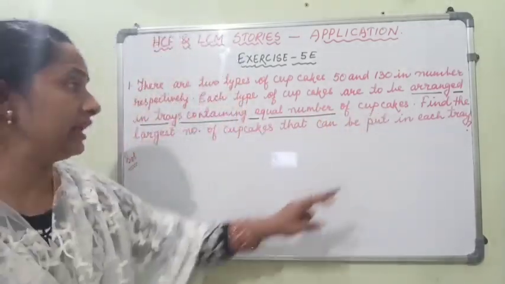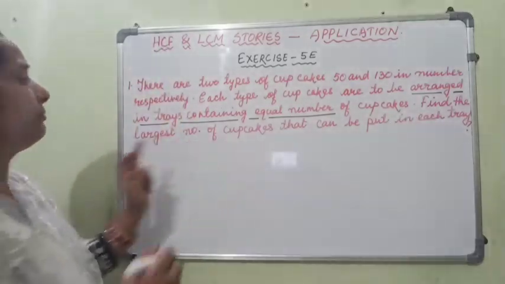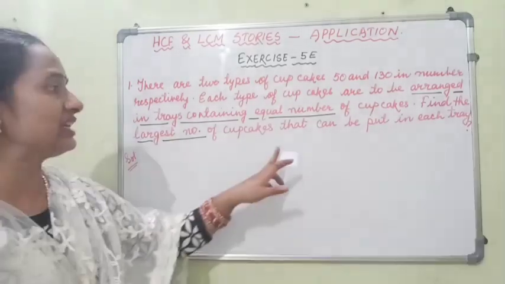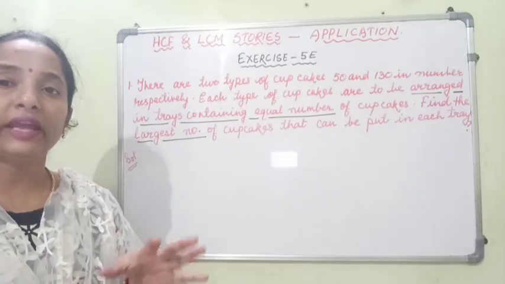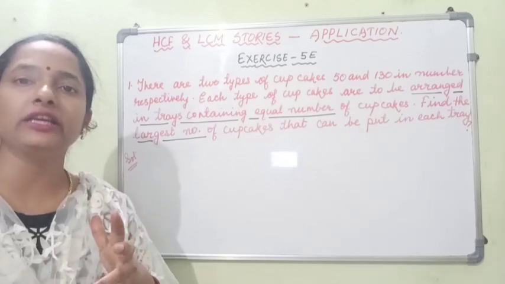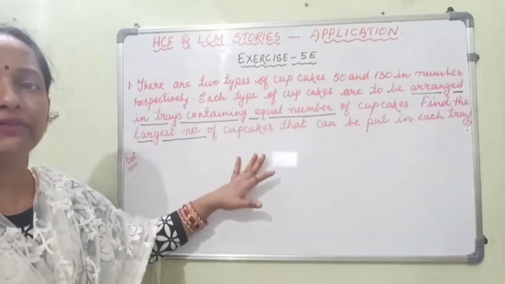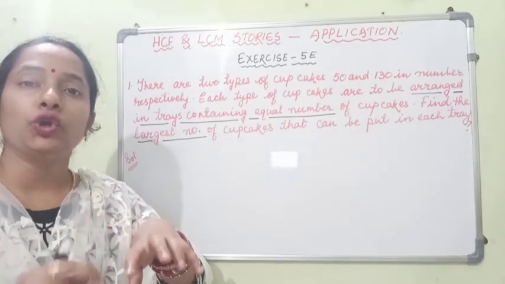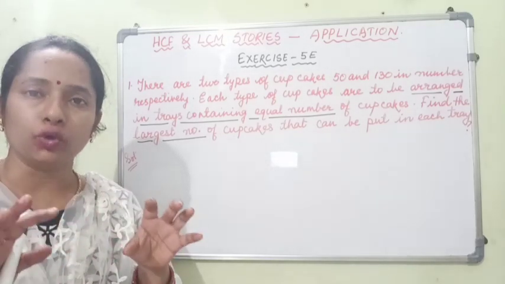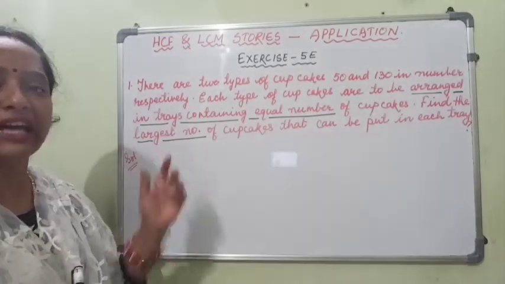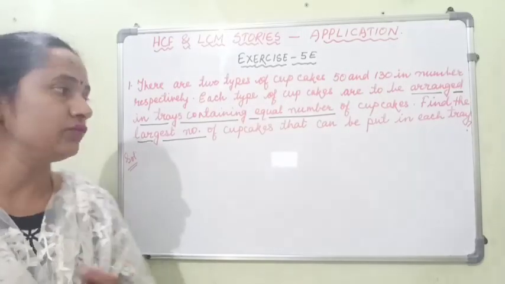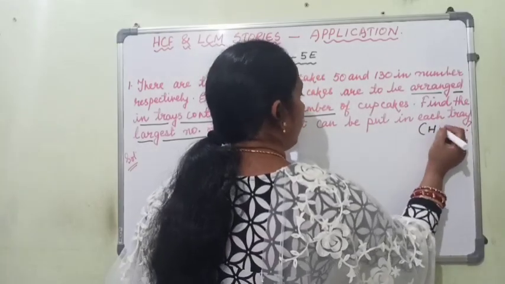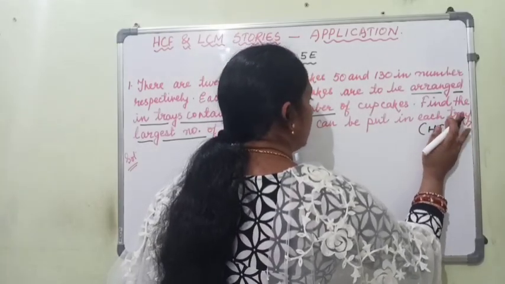The other one is, find the largest number of cupcakes that can be put in each tray. Largest number. So whenever in any question related to HCF or LCM you are given a situation where you need to arrange things in equal groups, as well as find the largest number of them, then you have to go for HCF. You can find the solution by finding the HCF of the given numbers.